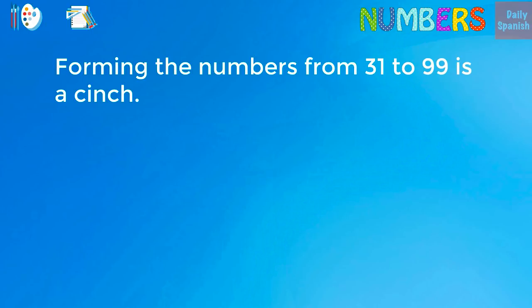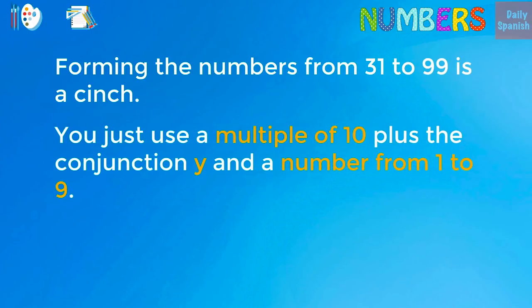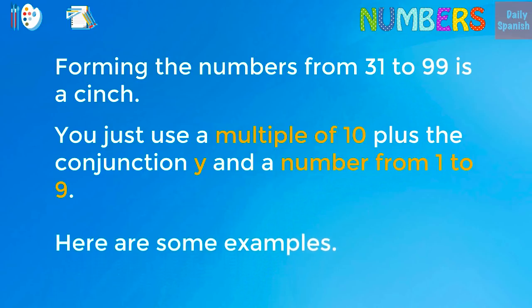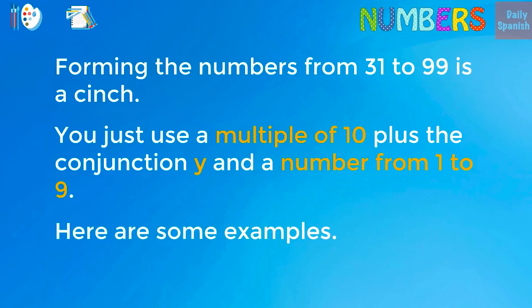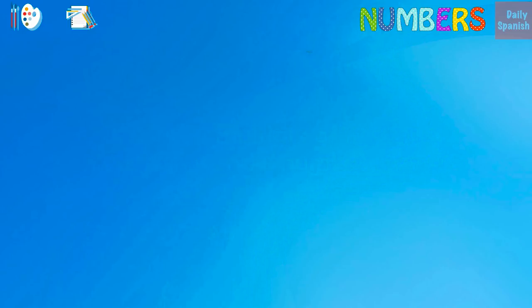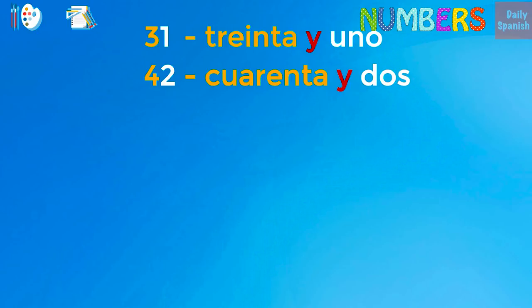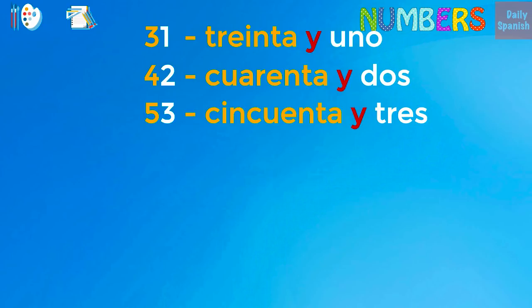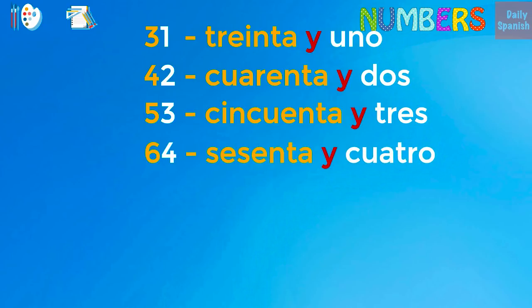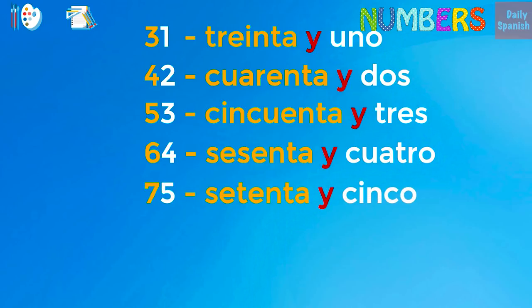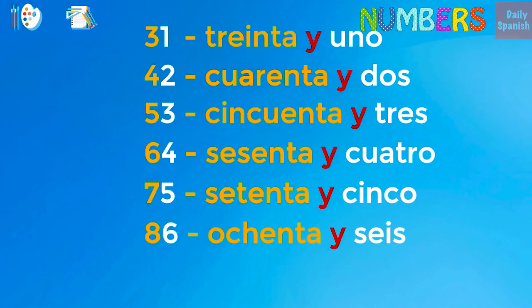Forming the numbers from 31 to 99 is a cinch. You just use a multiple of 10 plus the conjunction y and a number from 1 to 9. Here are some examples. 31, 42, 53, 64, 75, 86, 97.